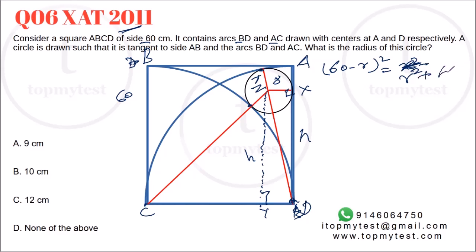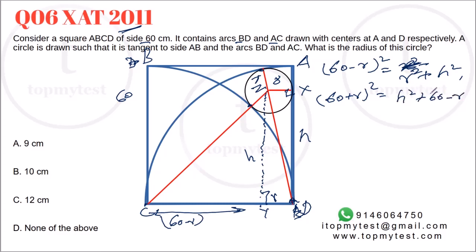plus h square. Now let's take the other triangle ZYC. In triangle ZYC, CZ is the hypotenuse. What is CZ? CZ is the larger radius plus the smaller radius. Larger radius is 60. Why? It is drawn with the side of the square. So 60 plus r whole square should be equal to h square. What will be this length? This portion is r, so this will be 60 minus r. So this will be h square plus 60 minus r whole square.